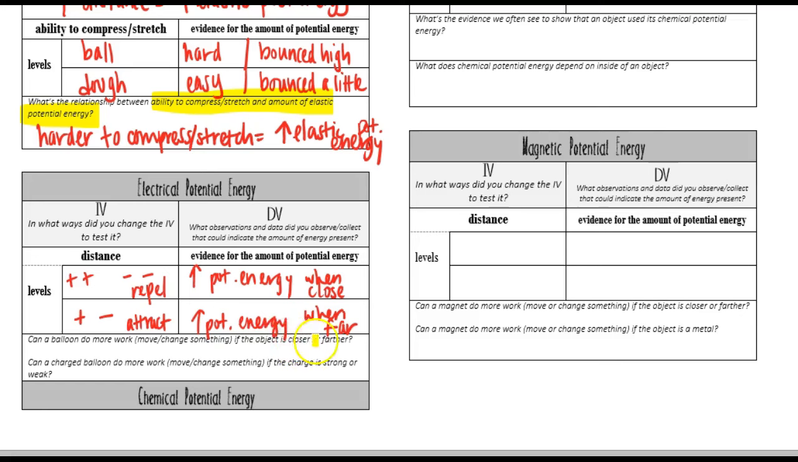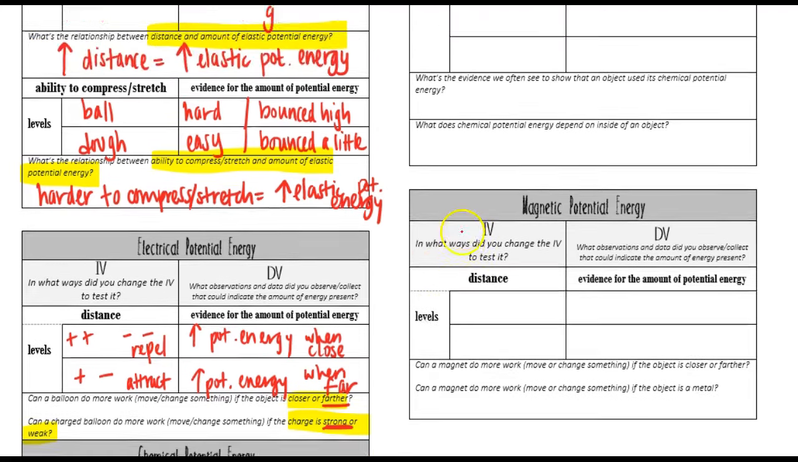Can a balloon do more work if the object is closer or farther? Well, the idea with this, and this is where it got a little confusing, if it's farther away, it can do more work because an object is able to move more distance. That means more work is happening. But I also want you to understand that if the charge is strong or weak, obviously if the charge is strong, there's going to be more work able to happen. So this is a little bit funny, but I do want you to understand about the repelling and attracting relationships and how the amount of potential energy does depend on what kind of charges are present. However, when the charges are stronger, then we have more energy as well.